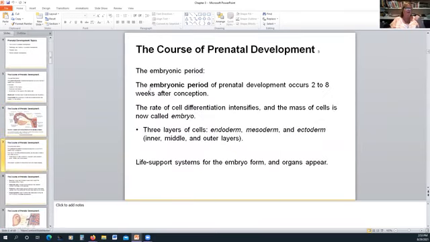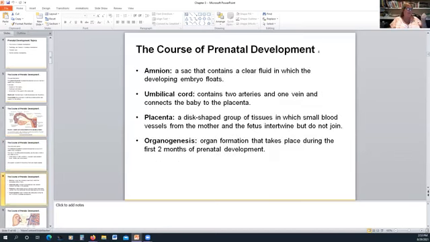And then you have the embryonic period, which is 2 to 8 weeks after conception. When we're talking about prenatal development, we're talking about the development of the cells inside that have started to grow because the egg and the sperm have gotten together. Okay, so it's the germinal period, then the embryonic period, and then the fetal period.